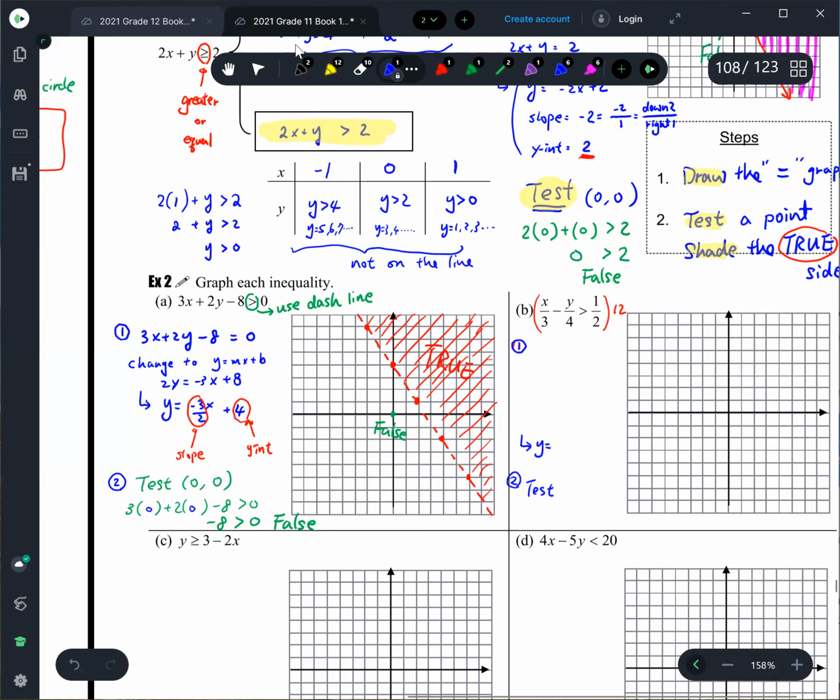If you have the slope y-intercept form, please raise your hand.